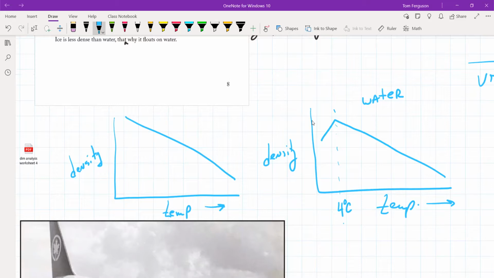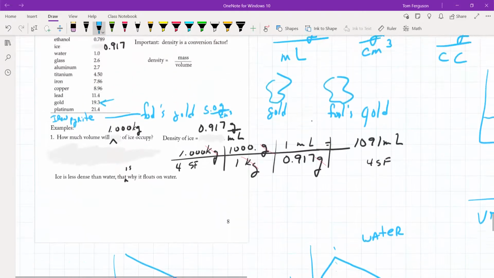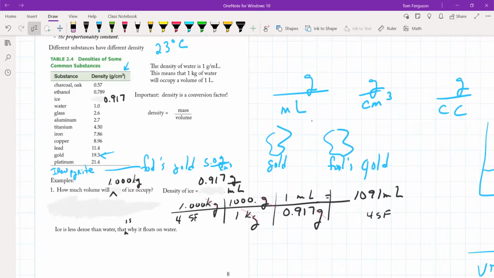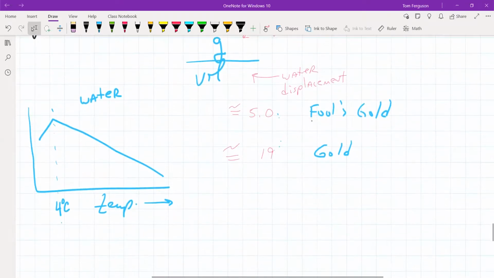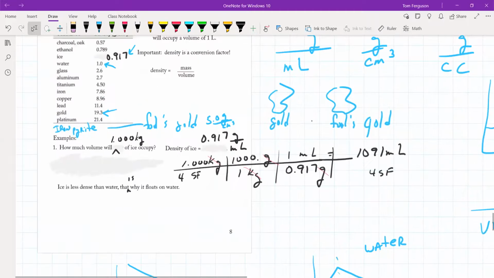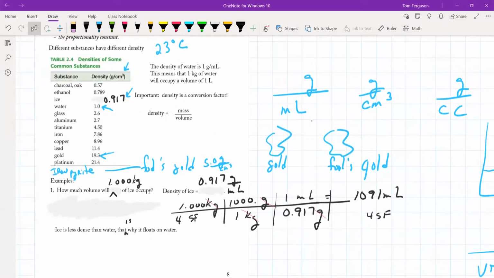Another interesting phenomenon is the fact that at 4 degrees, water changes its density relationship, and that is ice. Ice is less dense than water because of this phenomenon here. That's why ice floats. It's because its density is less than normal liquid water, above 4 degrees.